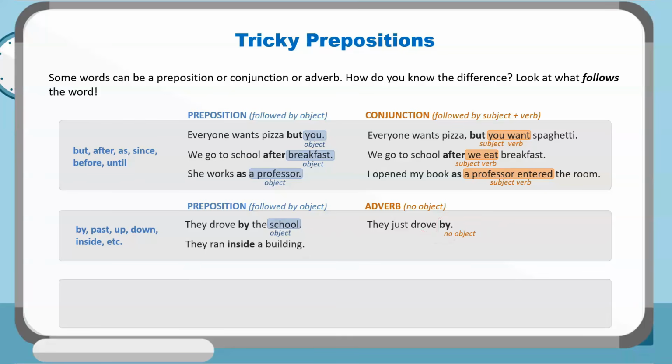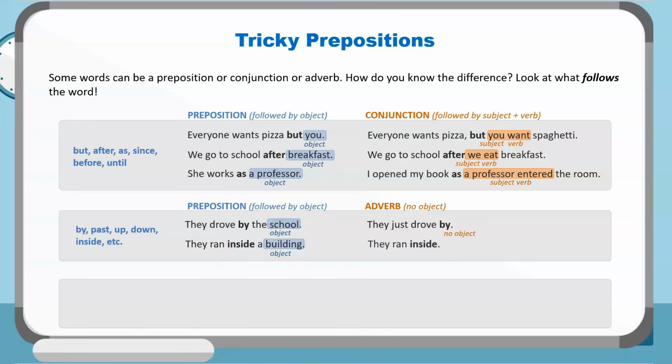Here's another example. They ran inside a building. Here, the word inside is a preposition. How do we know that? Because it's followed by the noun building, which is the object of that preposition. It does describe the word ran. Inside a building tells us where they ran. But here, it's a preposition and not an adverb because of that object.